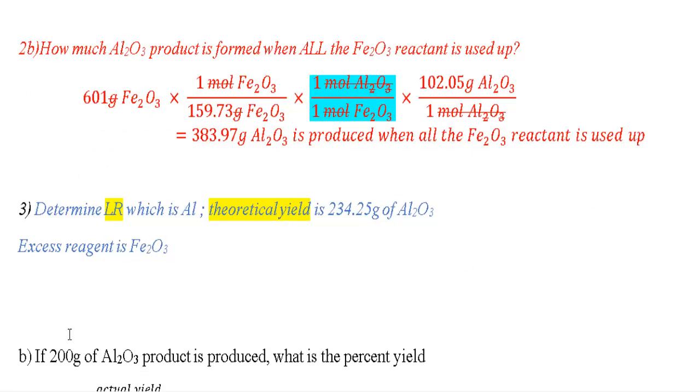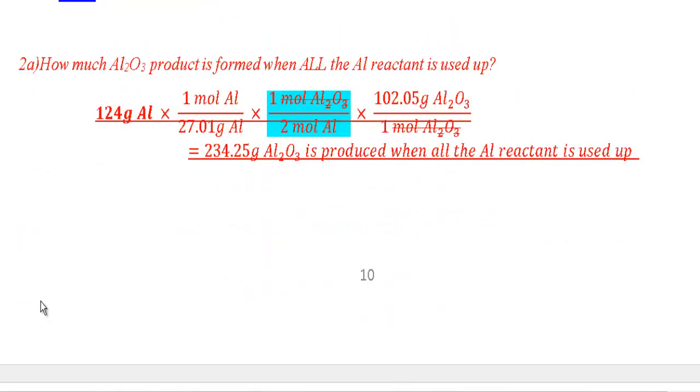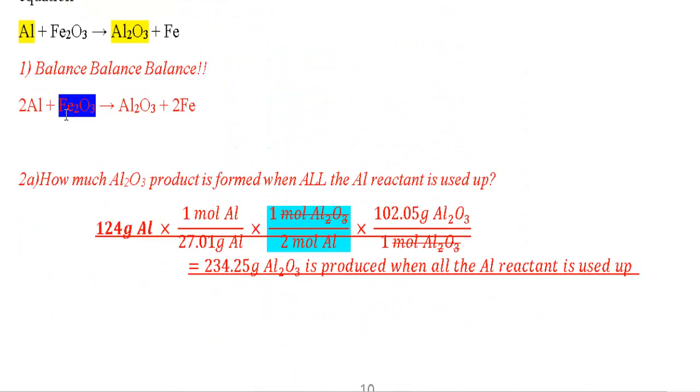We can also do something else. Some other problems actually ask you to go a step ahead and figure out, though it's not part of this problem, how much excess reagent is left over. So if you ever encounter that problem, here's how you do it. Remember, the limiting reagent sets the limit on everything. It also sets the limit on how much of this excess is left over. So let's start out with our limiting, which is 124 grams of Al.